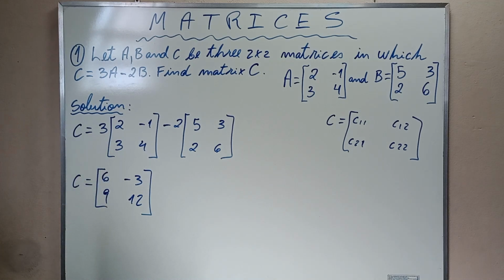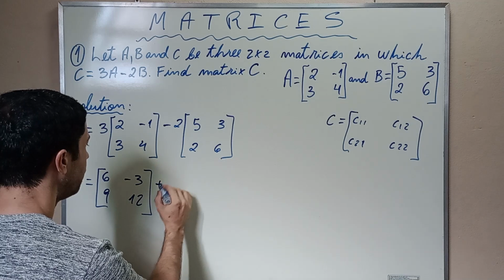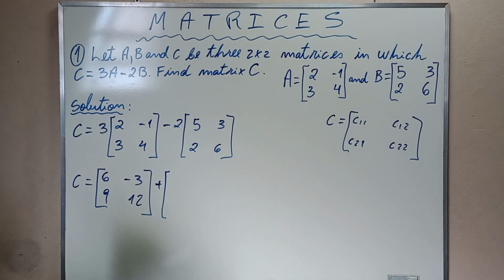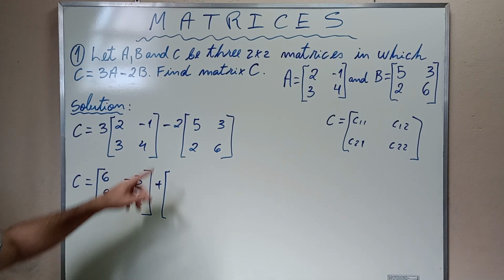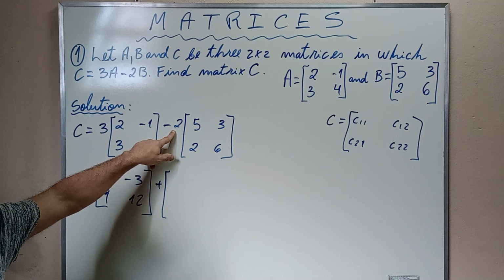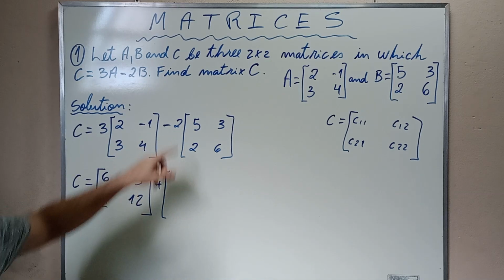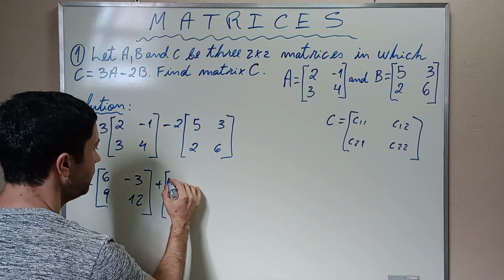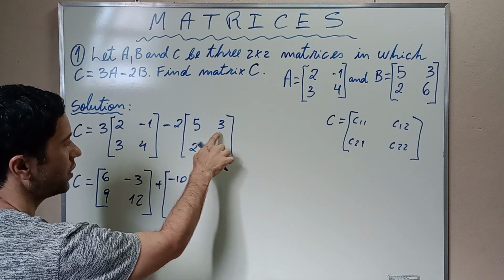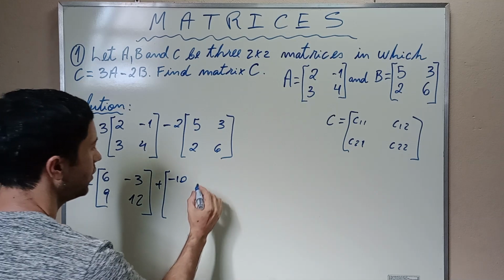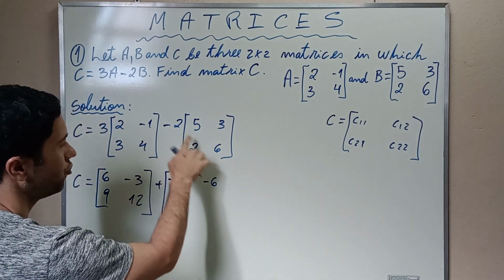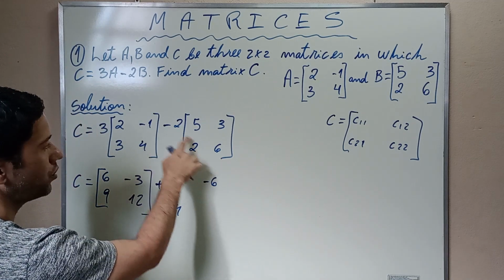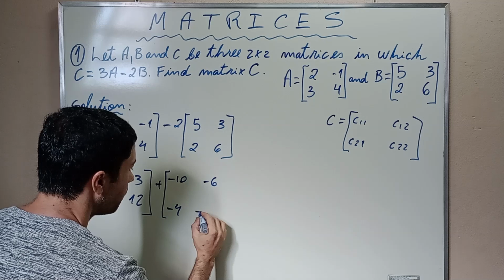Alright? Plus, observe that when carrying out scalar multiplication, we multiply every entry of the matrix by the scalar, okay? Negative 2 times 5 is negative 10. Negative 2 times 3 is negative 6. Negative 2 times 2 is negative 4. And negative 2 times 6 is negative 12.